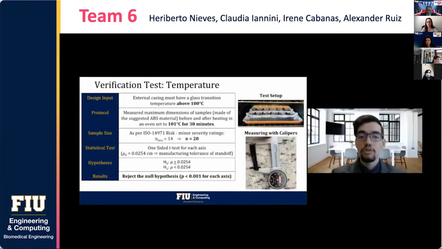To verify that the heat produced by the plasma emission would not cause any major deformations to the DREAMS device, multiple ABS samples were measured before and after being exposed to a temperature of 100 degrees Celsius for a period of 30 minutes. The temperature chosen serves as an upper limit to what the device might be exposed to for brief moments. A one-sided t-test was performed to compare the change in dimensions against the manufacturing tolerance of the Apex Medical's current standoff. The result allows us to reject the null hypothesis, indicating that the material deforms minimally when exposed to the temperature.